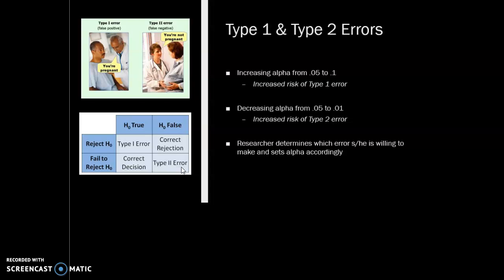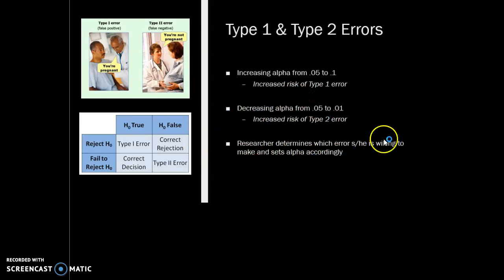Because we have a greater likelihood that we're making a mistake by rejecting, because we have a greater opportunity to reject the null hypothesis, right? Our rejection region gets larger, so there's more values that will fall within that rejection region, meaning that we have a greater chance of making a mistake. On the other hand, if we decrease alpha from 0.05 to 0.01, making our rejection region much smaller, making it harder to reject the null hypothesis, then we increase the risk of making a type 2 error.